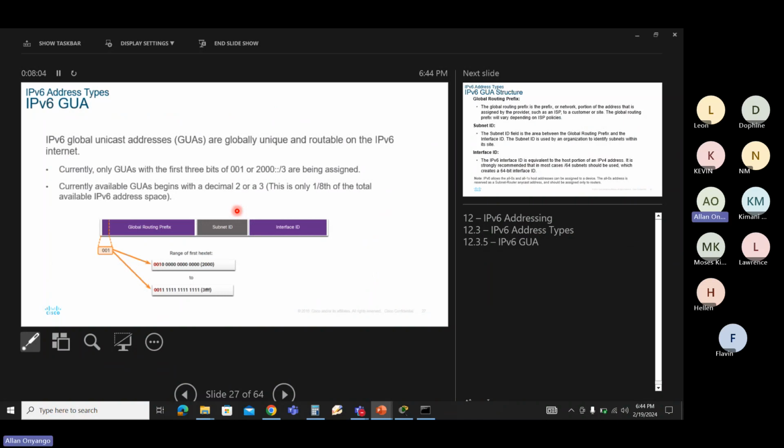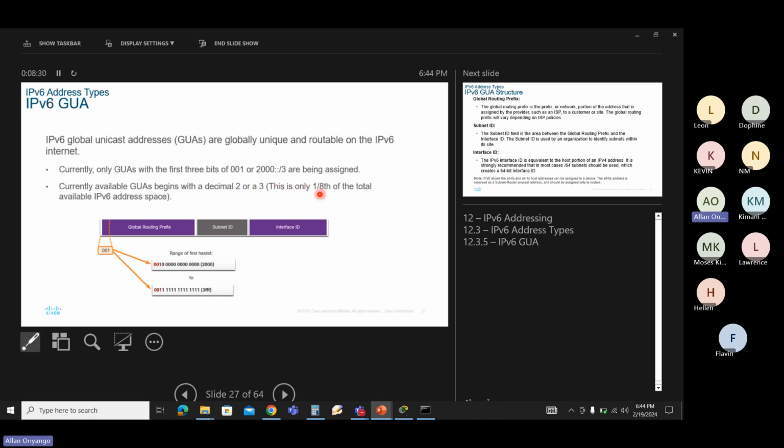Let's go down to the GUA. Let's talk about GUA because GUA is important. The first thing I want you to note is they are globally routable and unique addresses on the internet. And they start with either 2 or 3. And out of the 340 undecillion addresses, currently, a few continents have already started to use IPv6.